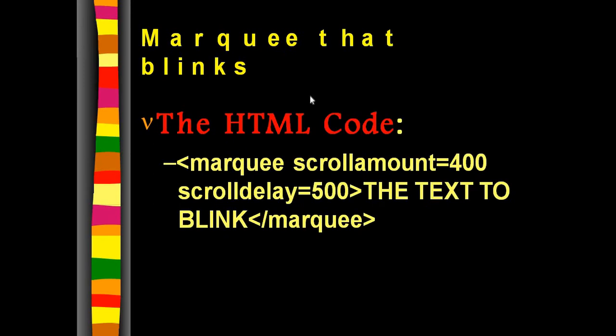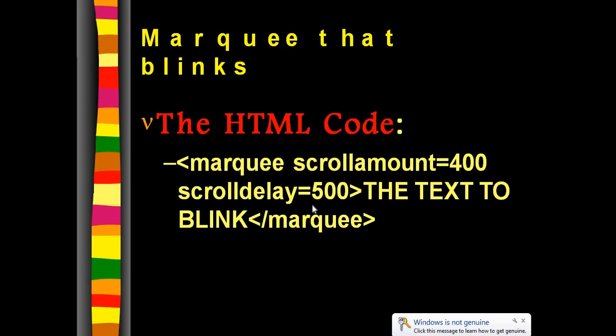Next is an example of marquee. That is, marquee scroll amount 400, scroll delay. Delay means, when you are using the marquee tag, what is the speed of the movement of that particular text or image. Okay, so scroll delay is how long to delay between each jump. This will have a value like 10, etc. Like I'm using here 500.